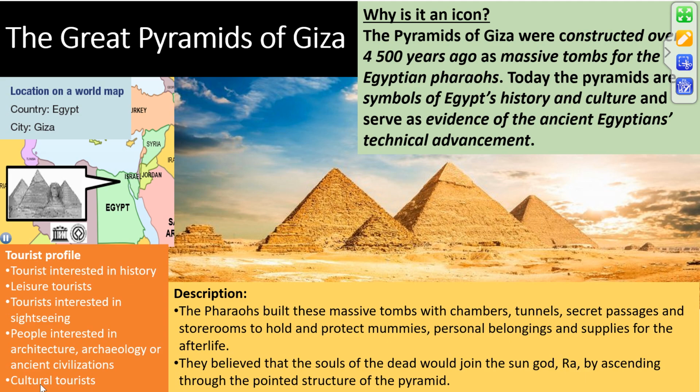Now, these great pyramids were built in order to put these mummies into the tombs that were located within. If you also take a look at the images of the pyramids on the screen, you'll see that the top is a pointed structure, and that is for the belief that the souls of the dead pharaohs would join the sun god Ra by ascending through that pointed structure of the pyramid.